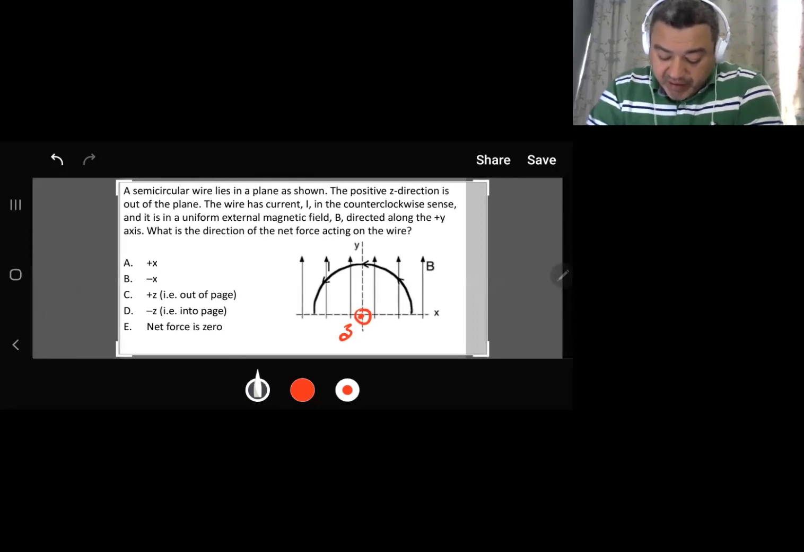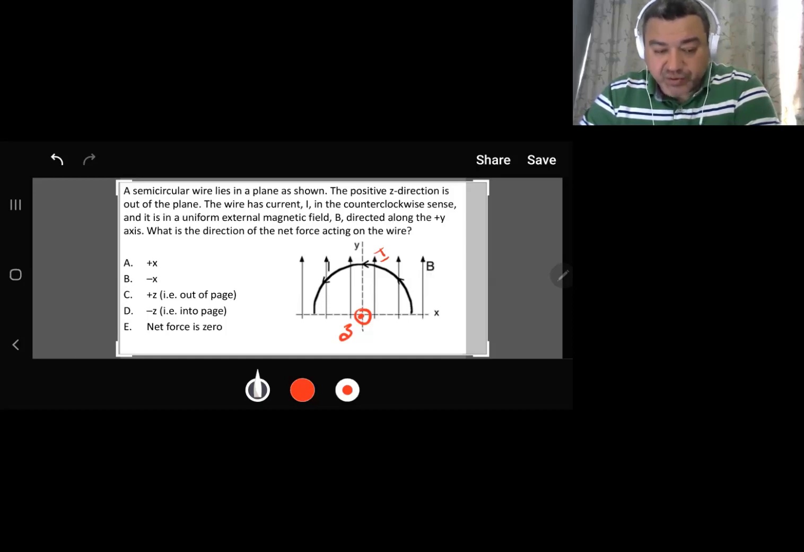The wire has a current I going counterclockwise in a uniform magnetic field. Notice that the magnetic field is uniform, it looks like it has the same magnitude and the same direction, directed along the y-axis as we see here. What is the direction of the net force acting on the wire?